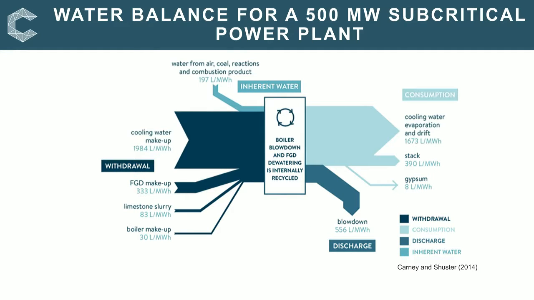Right, this figure gives an indication of the amount of water that is withdrawn and consumed in a power plant. It's for a 500 megawatt subcritical plant which is burning bituminous coal. The cooling system, which is a wet cooling tower, accounts for the largest usage of water. And this is followed by the FGD scrubber, which in this case is a wet limestone process. I'll be discussing the treatment of wastewater from these two systems later.